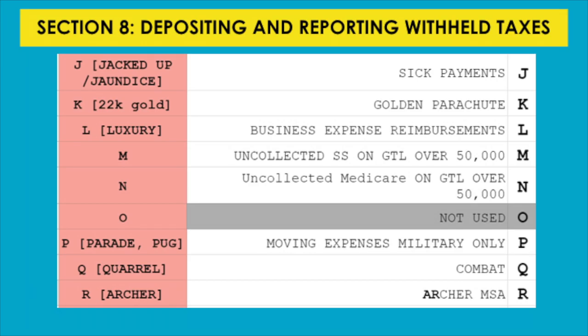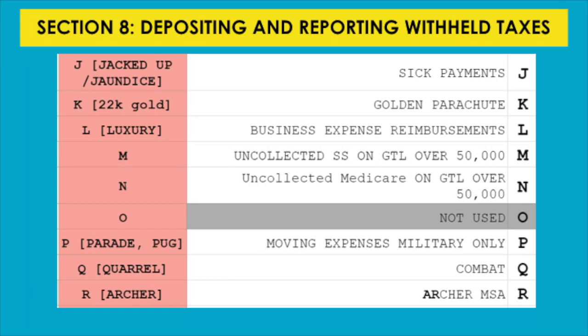M is used for uncollected Social Security on taxable cost of GTL over 50,000, and N is used for the uncollected Medicare on GTL over 50,000. Code O is not used. Then P is used for excludable moving expense reimbursements paid directly to a member of the US Armed Forces. Q is for non-taxable combat pay.